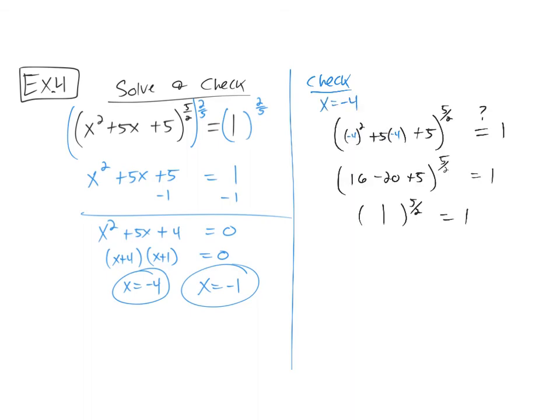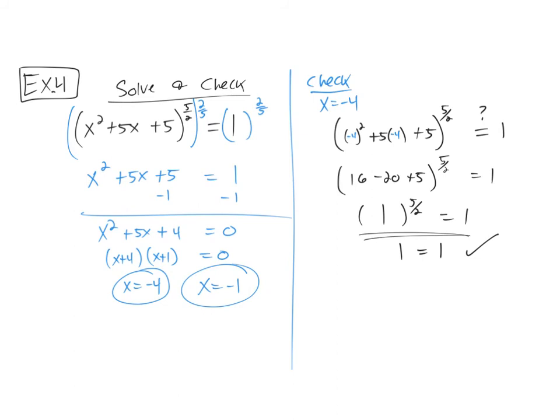So I paused right here as I went through, and we've substituted -4, and I hope that you see that 1 to the 5/2 equals 1. Well, 1 raised to the nth power is 1. So this actually equals 1, and that's a check for our x equals -4.